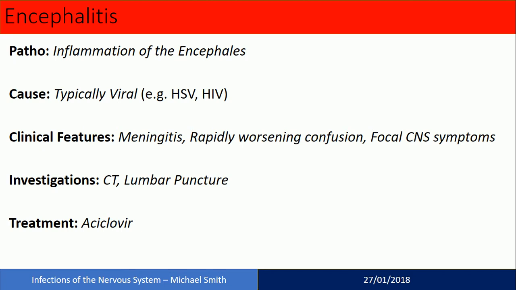The patient also often shows more focal CNS symptoms, so this depends on where the inflammation is affecting. So if it's affecting their occipital lobe, then they may be presenting with visual deficits, whereas if it's affecting their temporal lobe, they may have auditory deficits. It's investigated in much the same way as meningitis, but is commonly treated with acyclovir, as this is an antiviral treatment.